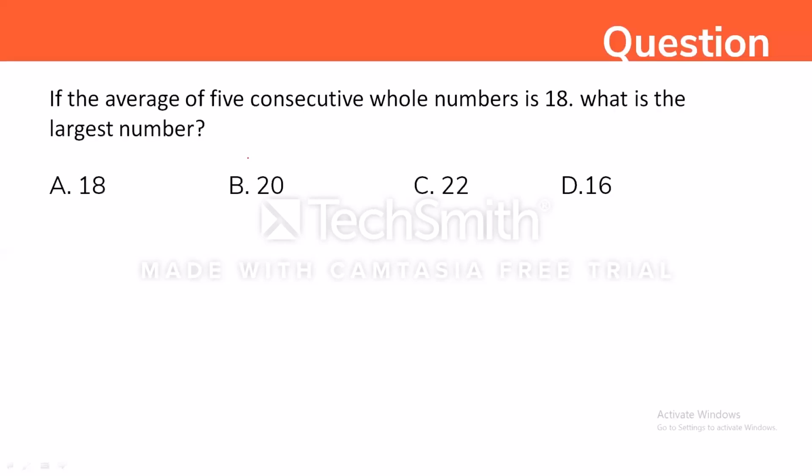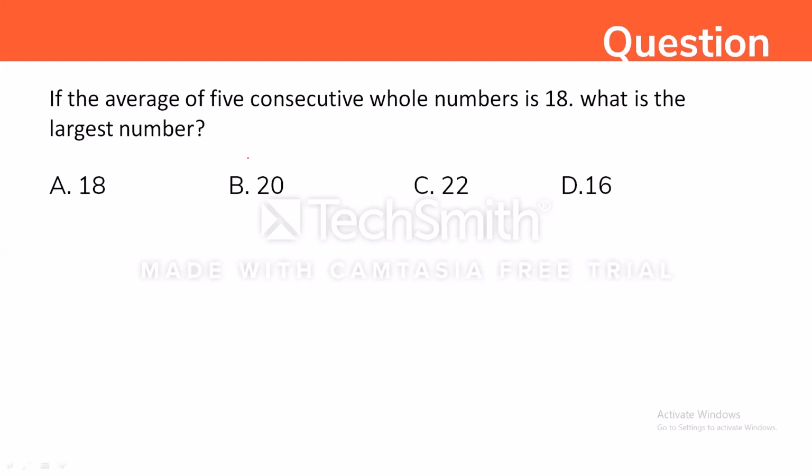In this session, we are going to discuss some of the important questions which were given in various competitive exams. We'll try to solve the first question. If the average of five consecutive whole numbers is 18, what is the largest number? If you go through the previous video, we have discussed the basics of averages.